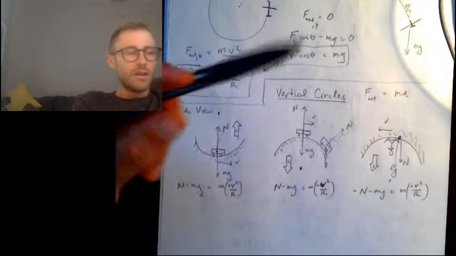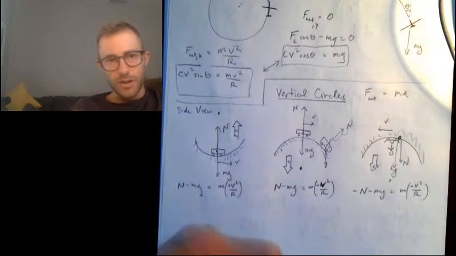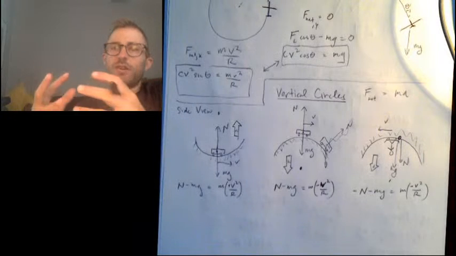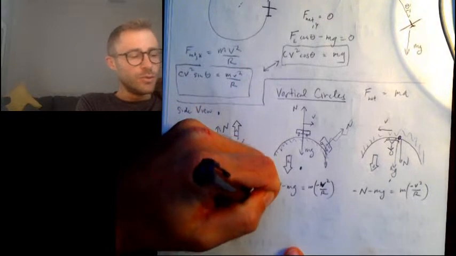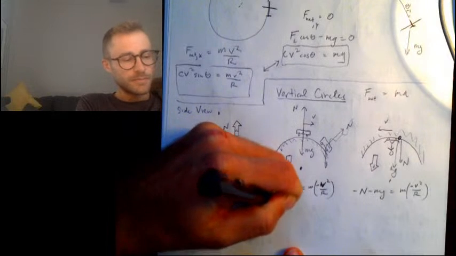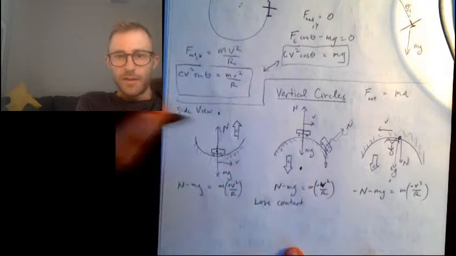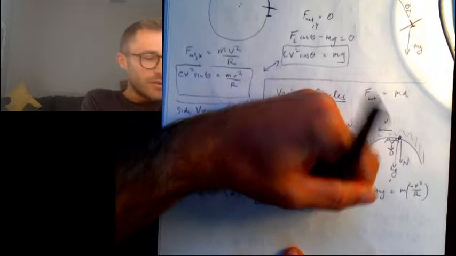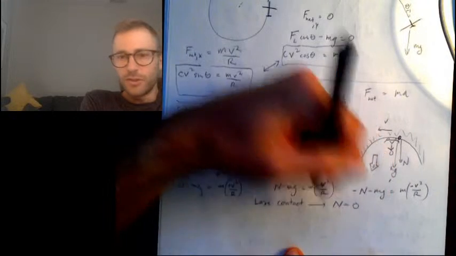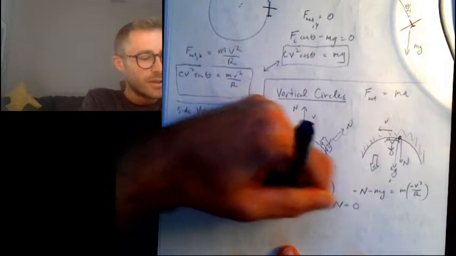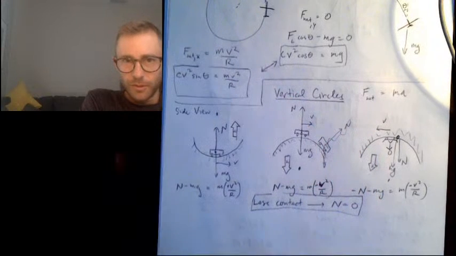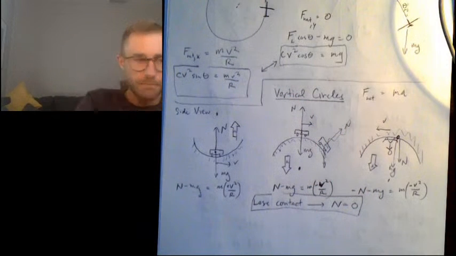All right? And so there's this type of problem where you're going to lose contact. And anytime you lose contact, that means that the normal force is now equal to 0. So losing contact means normal force is equal to 0. All right? So burn that into your brain.